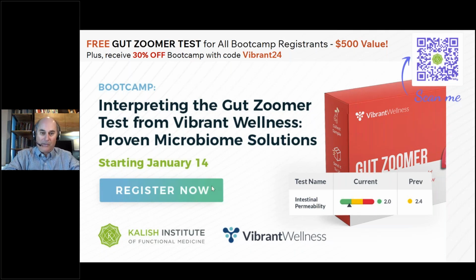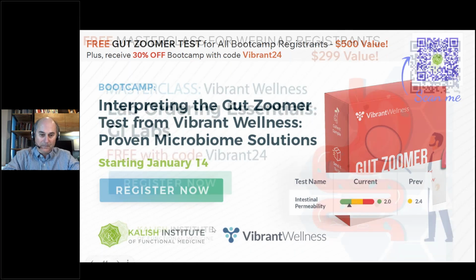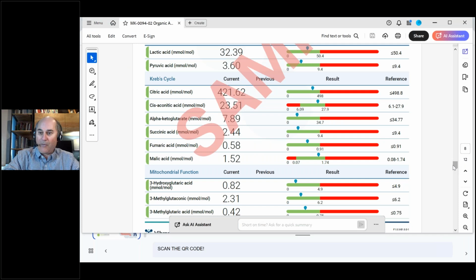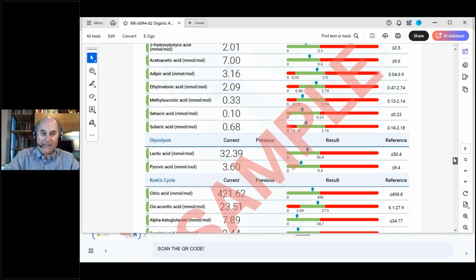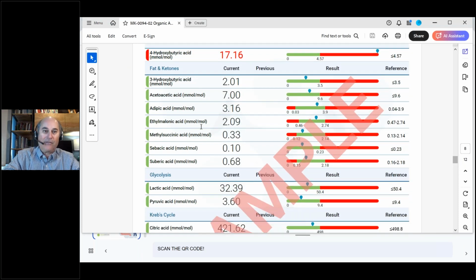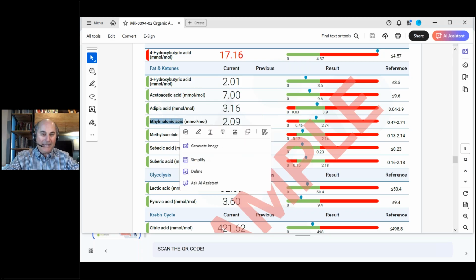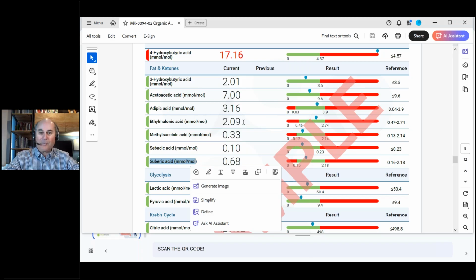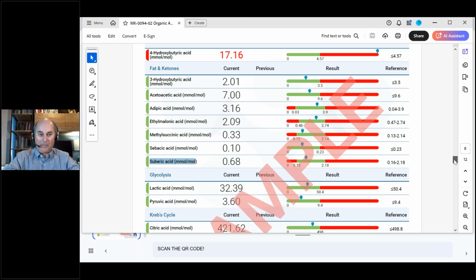Oh, and before I do that, let me just show you the lab one more time. Try to just kind of run full circle here. Okay, so now when you look at your next organic acids test, you're going to see this section called fat and ketones. And in your brain, you're going to think, oh, I got this. That's beta oxidation. I understand that now. Here's our adipic acid, our ethylmalonic acid, our suberic acid. We just looked at slides on that. Those markers are high. They've got a problem with beta oxidation.